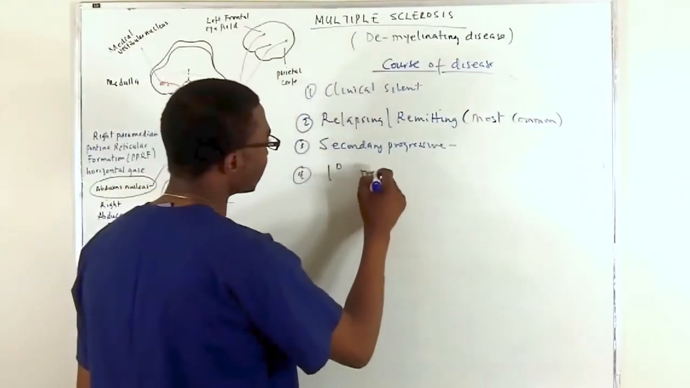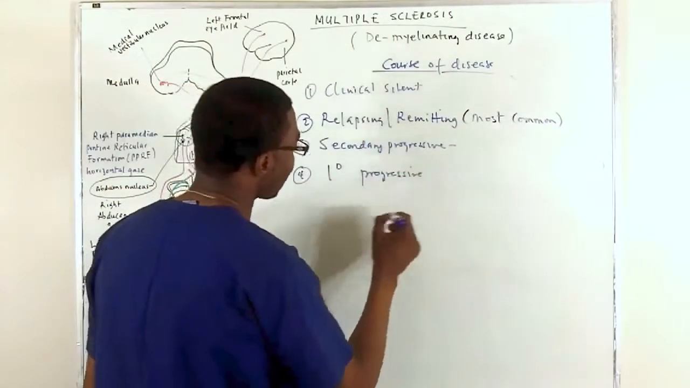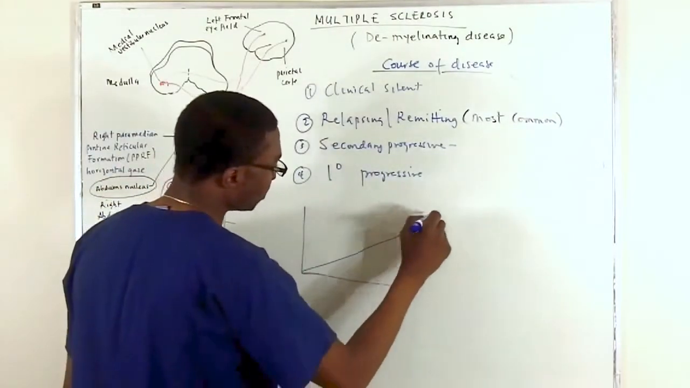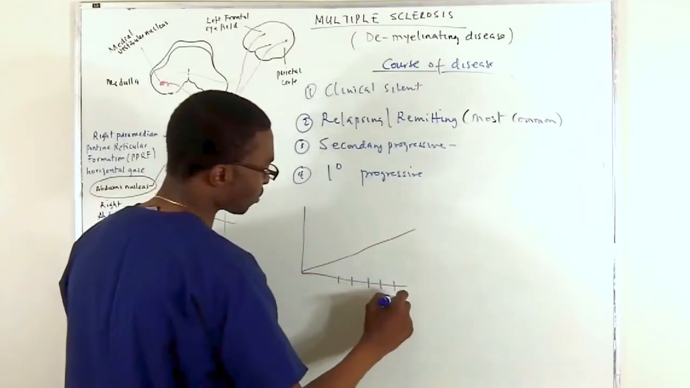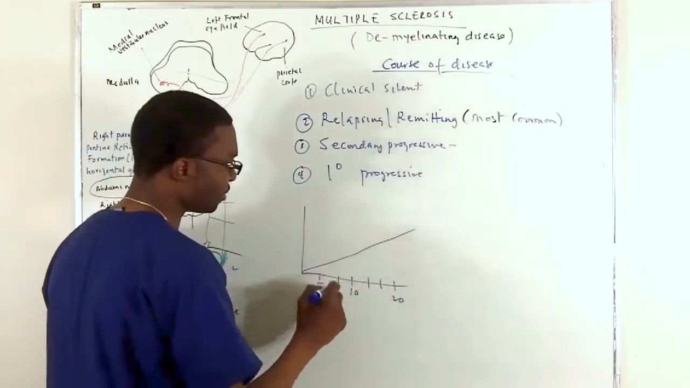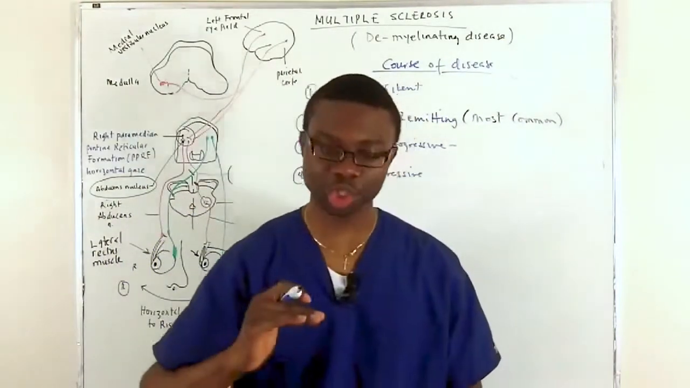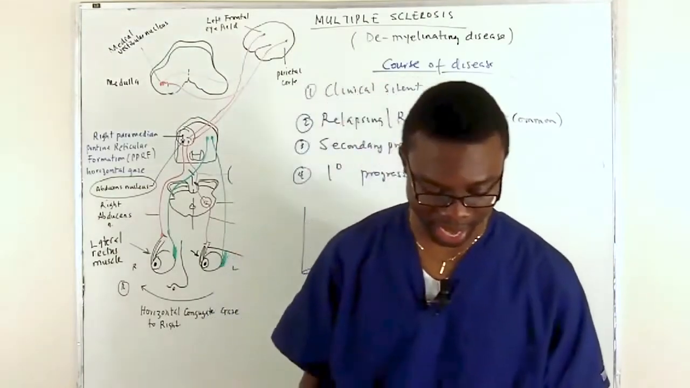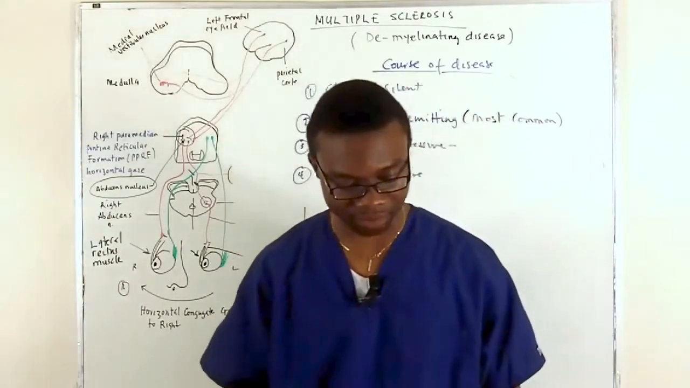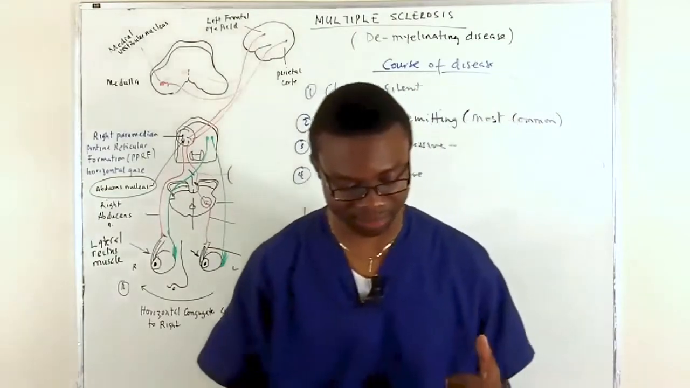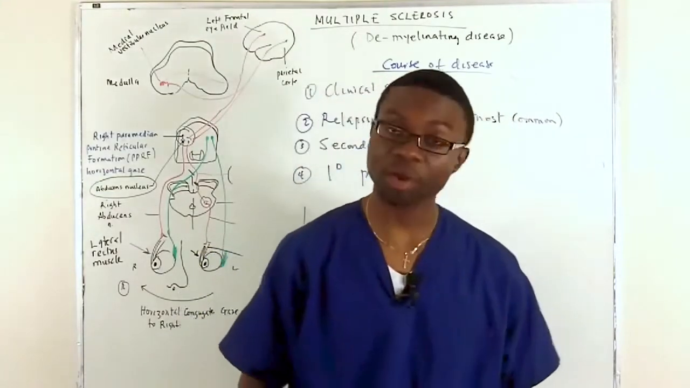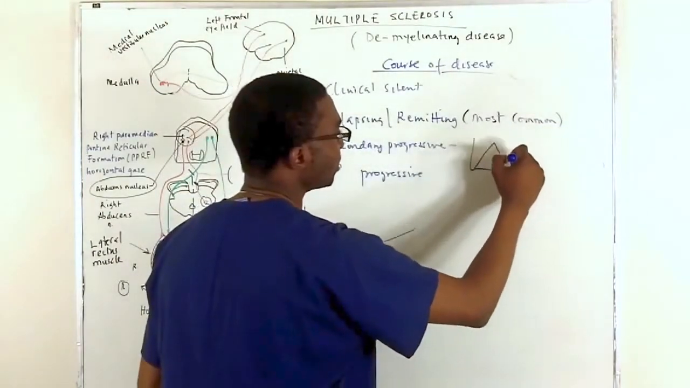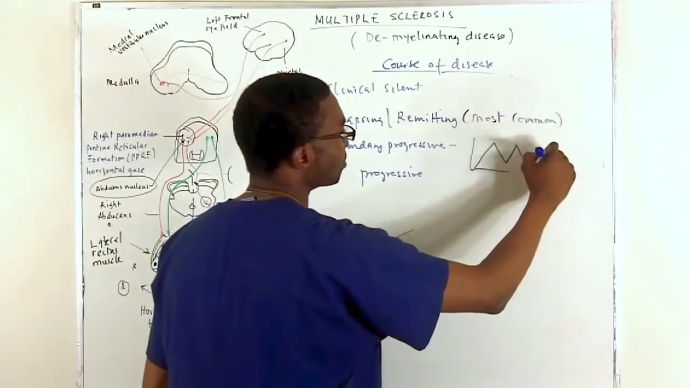We've got primary progressive. Primary progressives will build like this, slowly building up over the years, 20 years, 10 years, 5 years. The disease is just getting worse and worse. Often the disease appears later, after 40 years old, and tends to have less visual and more axonal involvement compared to the secondary progressive, whereby they have this relapse, remit, relapse, remit, relapse, remit.